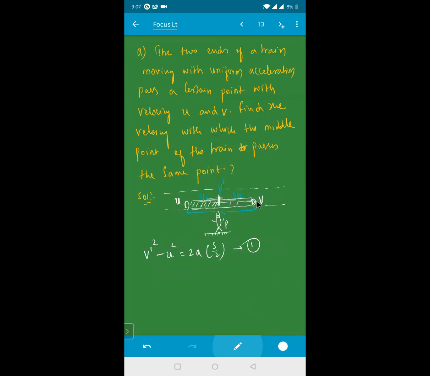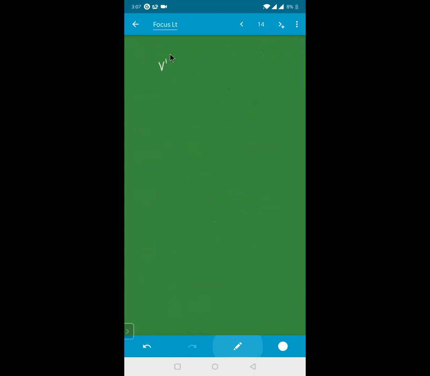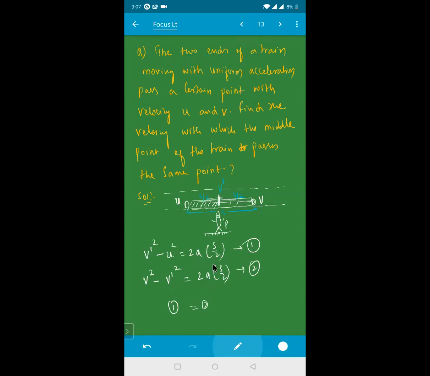Then for this one again, final velocity is v right now here. So this is v square. For this part, this will be the initial velocity, that is nothing but v dash square, equal to again 2a into your s by 2. So just equate 1 and 2. So these two are same. So I can write here right now v dash square minus u square is equal to v square minus v dash square. See here, 2as by 2, 2as by 2 are same. So if I equate both of them, v dash square minus u square is equal to v square minus v dash square.